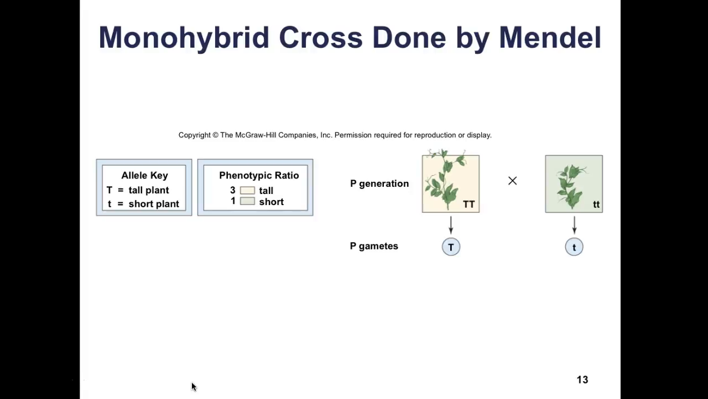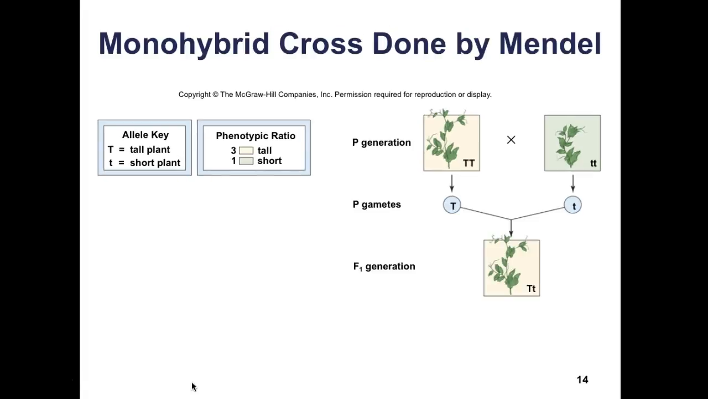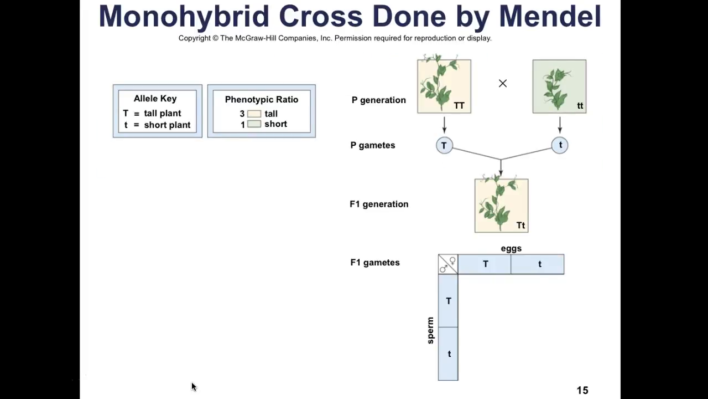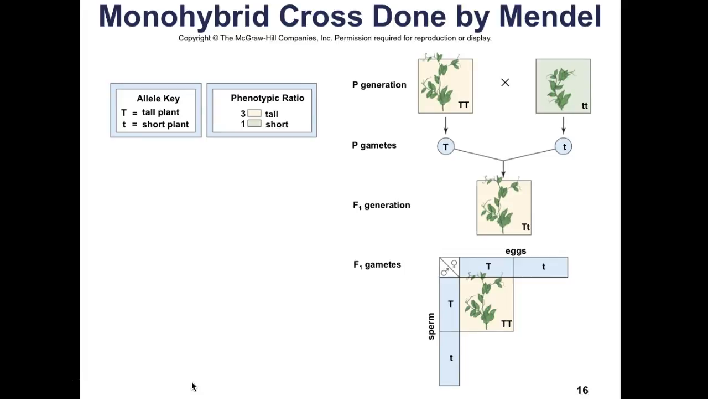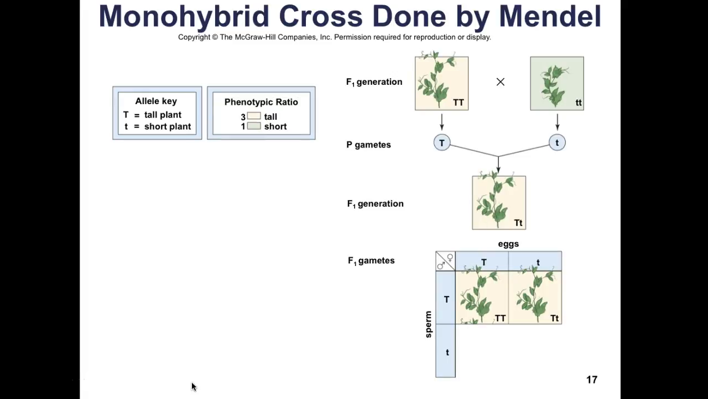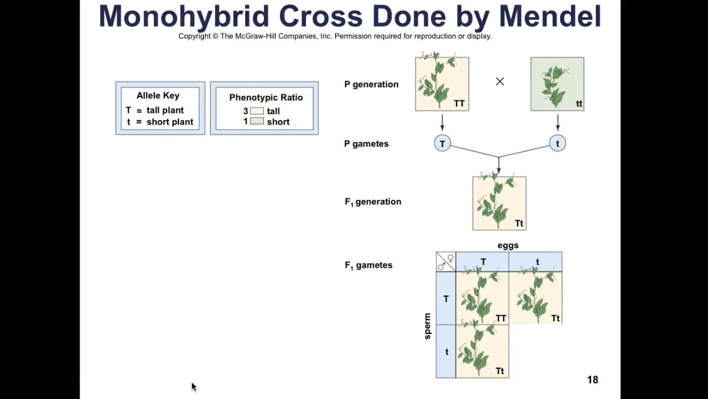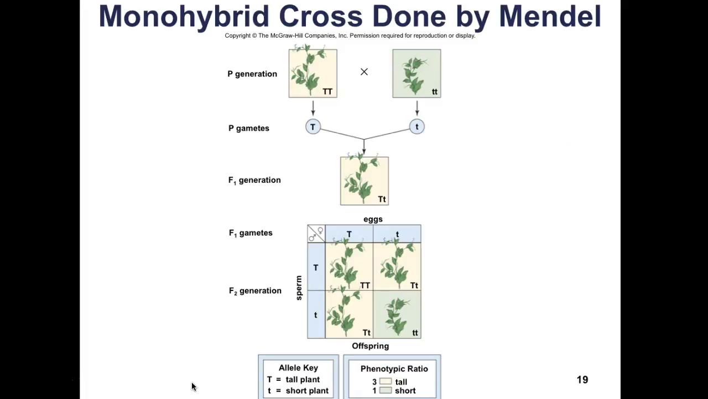That would be our P generation. There are the gametes that we produce, and our F1s ultimately would become all heterozygous, and here they would end up being tall plants. But if we look again, crossing F1s, big T, little t, big T, little t, we get big T big T, big T little t, big T little t, little t little t. So what we get now is a 3-to-1 ratio, so 3 tall and 1 short. So you have a 75% chance there of having a tall plant and a 25% chance of having a short plant.